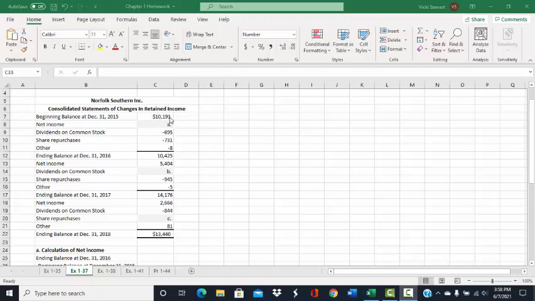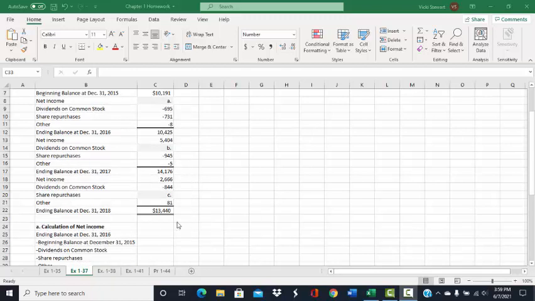So we know we start off at the beginning of the year with retained earnings, and we would add net income, subtract dividends, subtract any treasury stock that we repurchased, and if there's any miscellaneous amounts, in this case it's a negative amount, that would be subtracted to get to the ending retained earnings balance for 2016, which becomes the beginning balance for 2017. So we're going to use the information that we've been given to calculate the missing information.